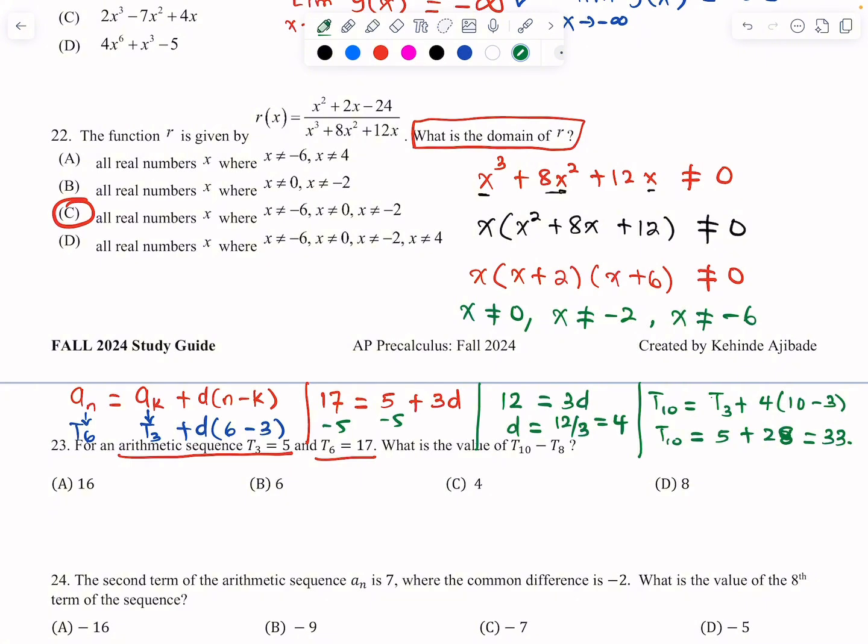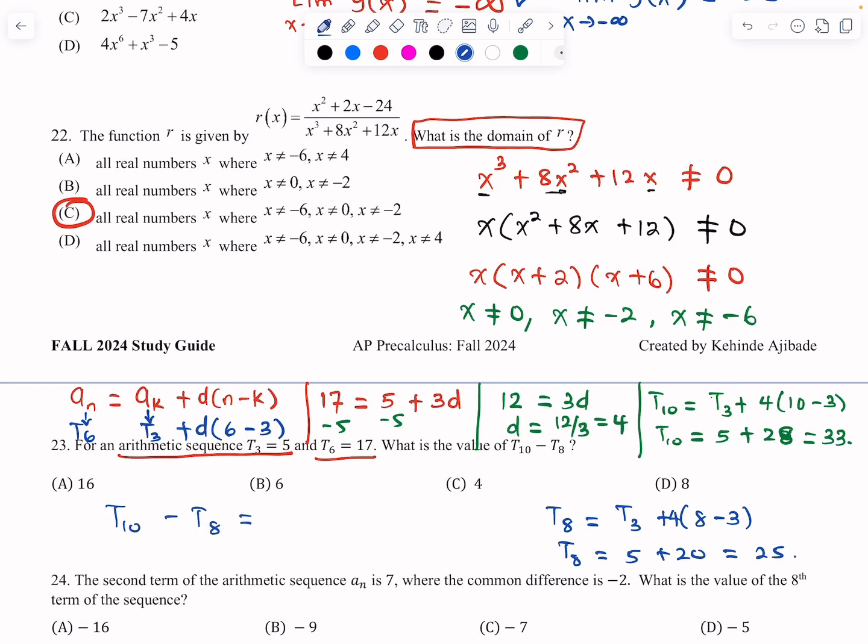And then in that case, I have to find out what my T8 would be. So my T8 will be T3 plus 8 minus 3 multiplied by 4. So I have multiplied by 4, and then my T8 will be 5 plus, and then if I do the math right here, this one is 20, and then this one is 25. And then what the question wants me to do is to do T10 minus T8.